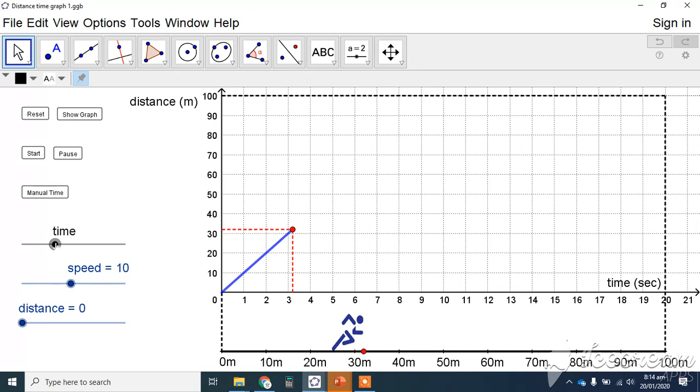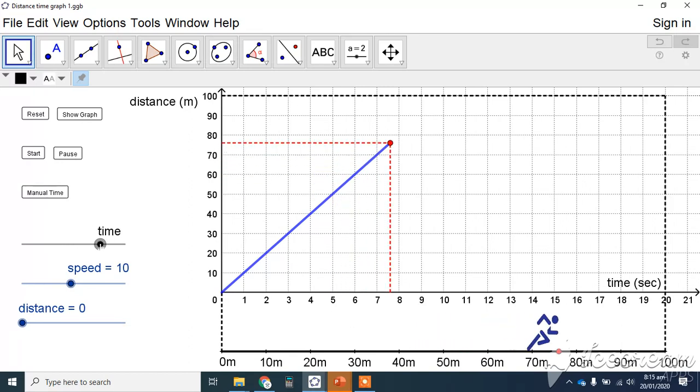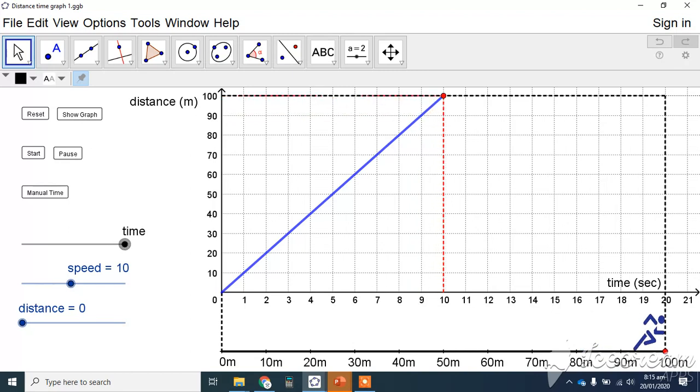So, let's keep the time going. Let's pause this race after 5 seconds. And you can see this person after 5 seconds has run 50 meters. So let's unpause it and let them finish the race. And you can see they've got to 100 meters up here, and it's taken them 10 seconds to run it, which is a very impressive time indeed.